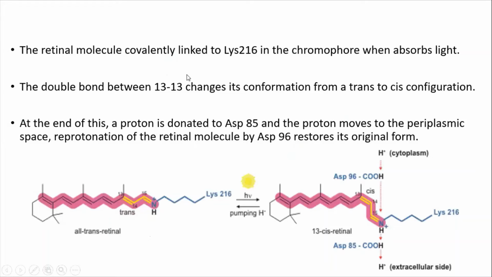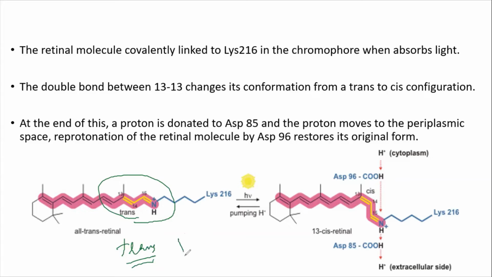So the retinal molecule is covalently attached to lysine 216 in the chromophore, and it absorbs light. Okay, so what does it mean? To the chromophore, the retinal molecule is attached. Lysine 216. 216 is the amino acid position. Okay, now the double bond at carbon 13 changes its conformation from trans to cis configuration. So this is what I was telling you. So here you can see. Normally, when there is an absence of light, the configuration over here, okay, here you can see the configuration shows it is trans.